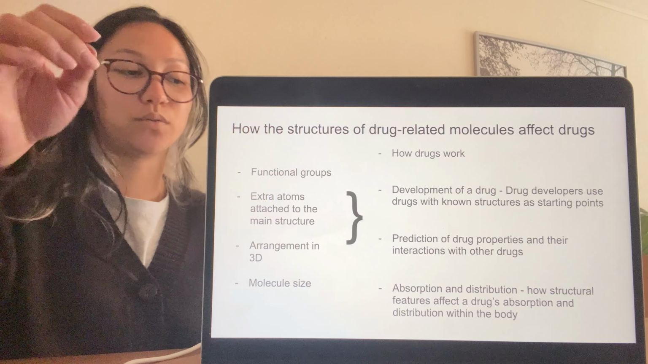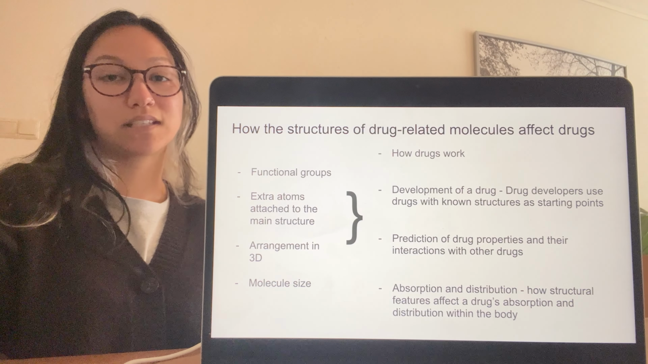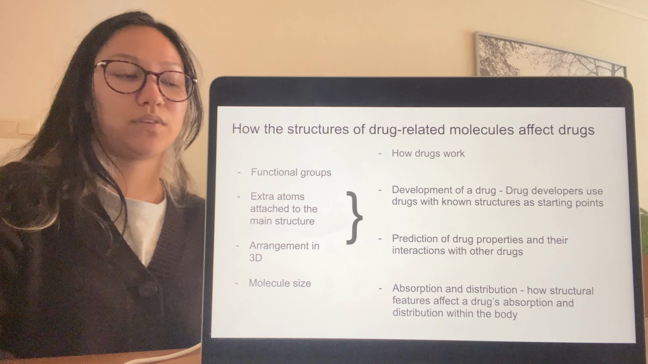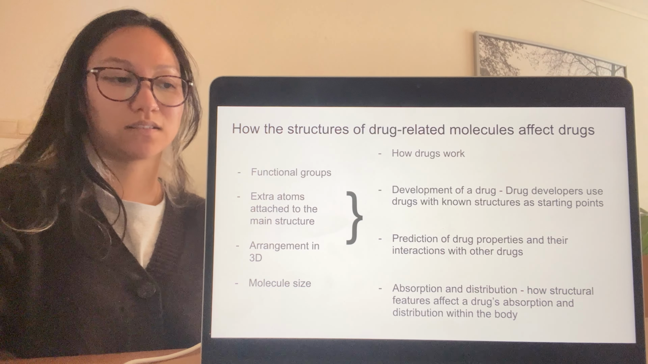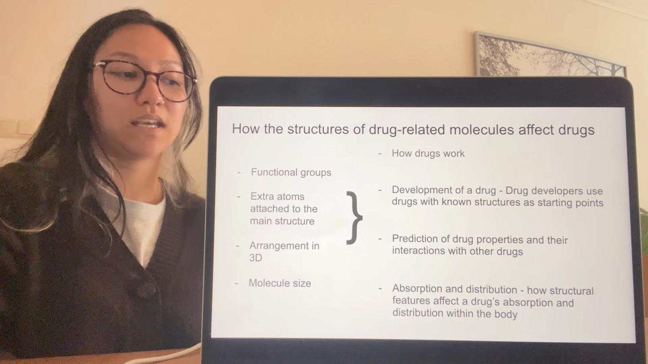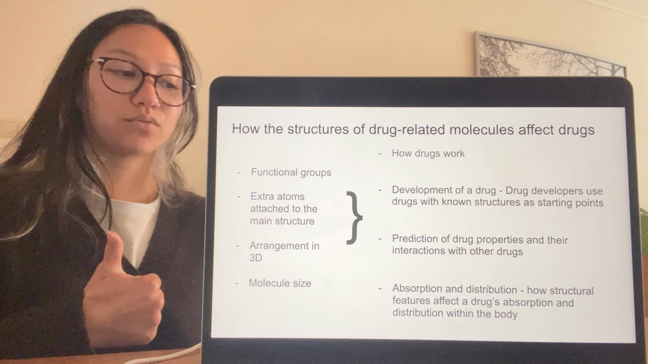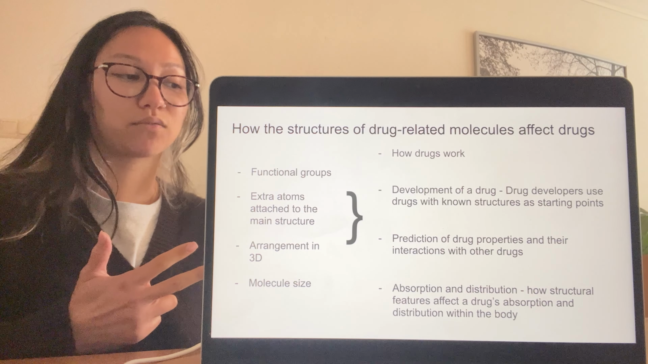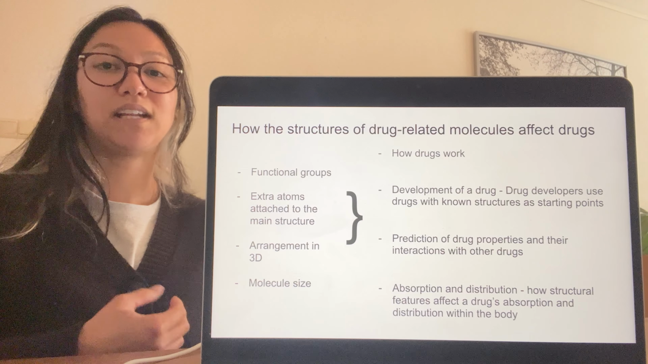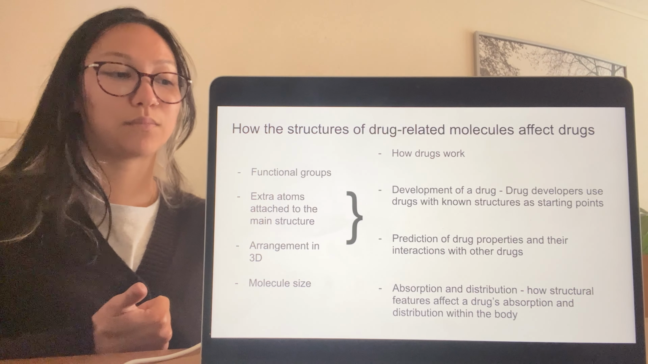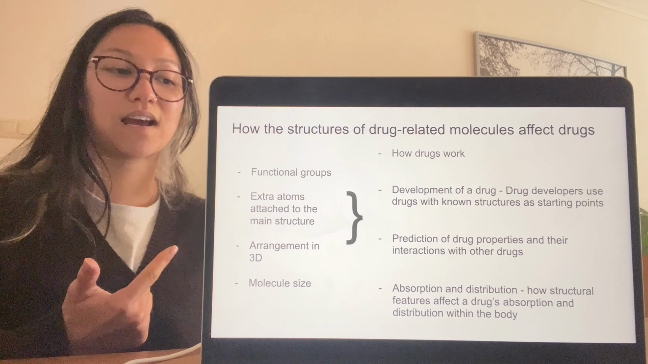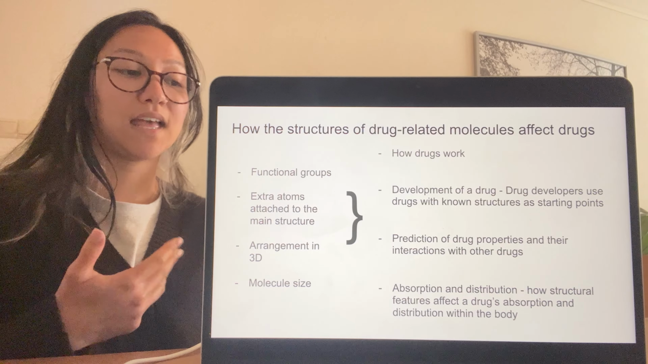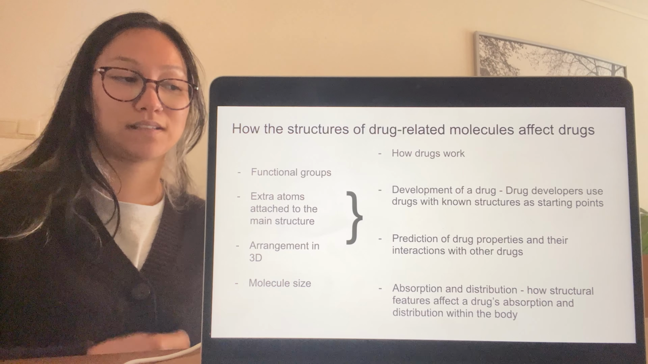And next, I'll be talking about the similarities and differences in the structure of a drug-related molecule. And this is super important as it can impact a plethora of things, no matter how large or small. And things like functional groups, extra atoms attached to the main structure, its arrangement in 3D, and molecule size can greatly affect things like how a drug works in the body, how strong the drug is, how long the effects of a drug last, what side effects could occur, and how the body absorbs and processes a drug.